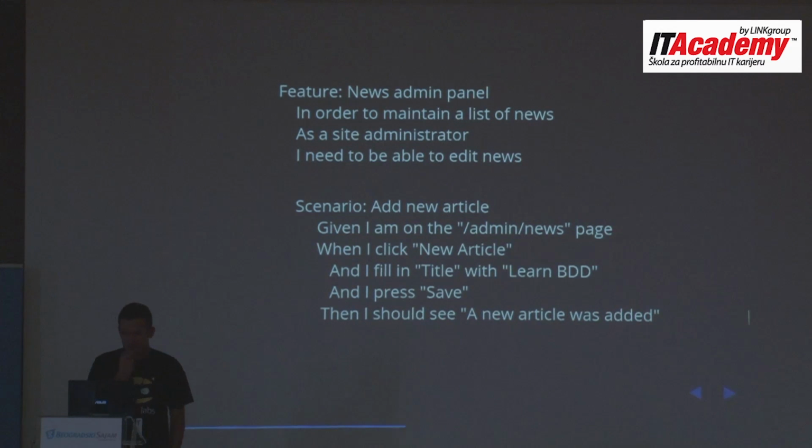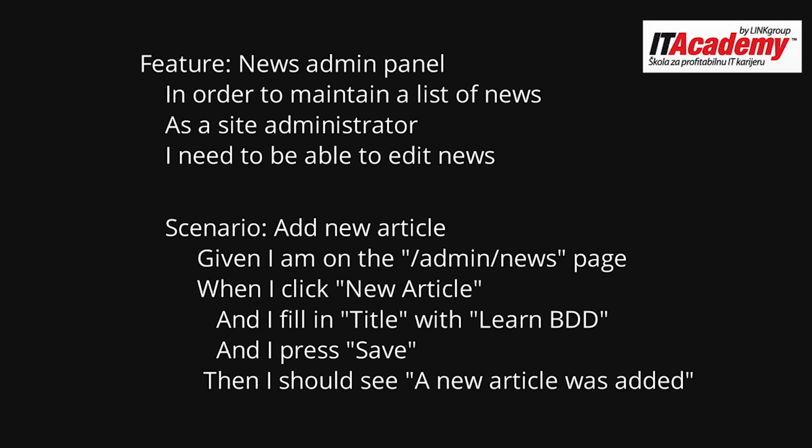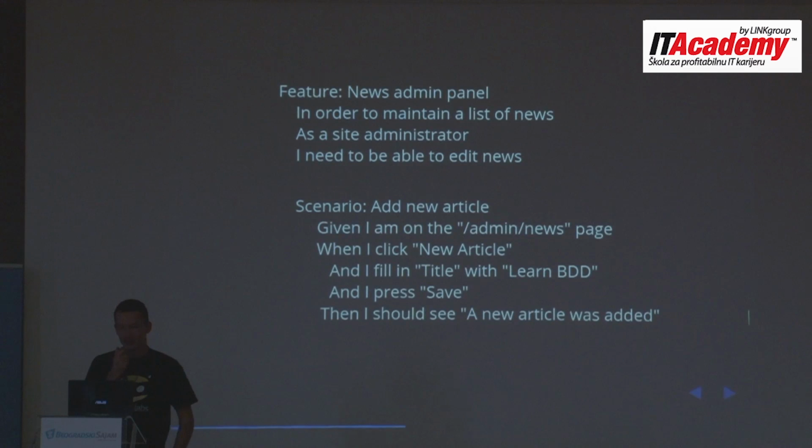After given, the user who benefits from this feature, the administrator, takes some action. So when this user clicks new article and fills the title field with learn BDD and presses save, I just described the actions that this user takes in order to describe the functionality. If you have multiple lines, you're connecting them with and or but keywords. So you can have multiple lines. These lines are in BDD terminology called steps. So steps that admin needs to take.